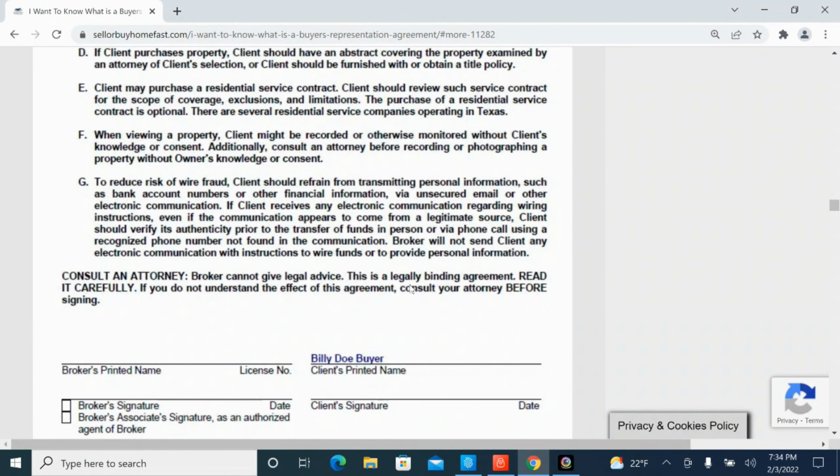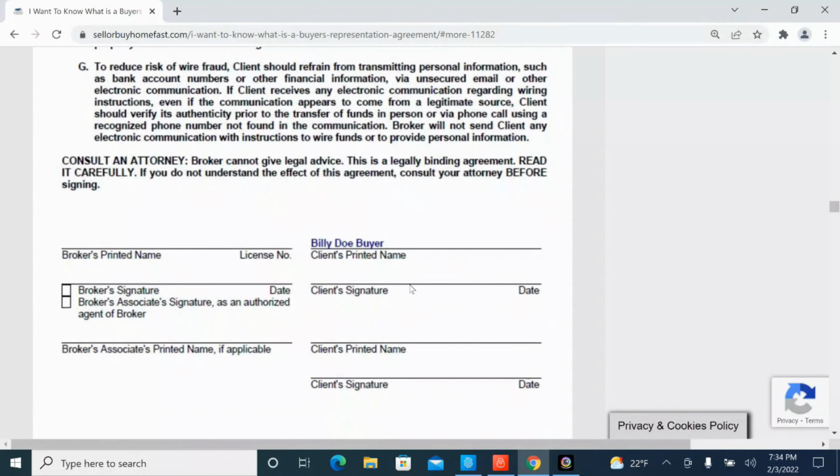Another way you could probably do it is a cashier's check. Typically you can cancel a cashier's check, but it's very hard when you're dealing with wires and doing wire transfers. So you need to make sure that it's actually coming from the title company.